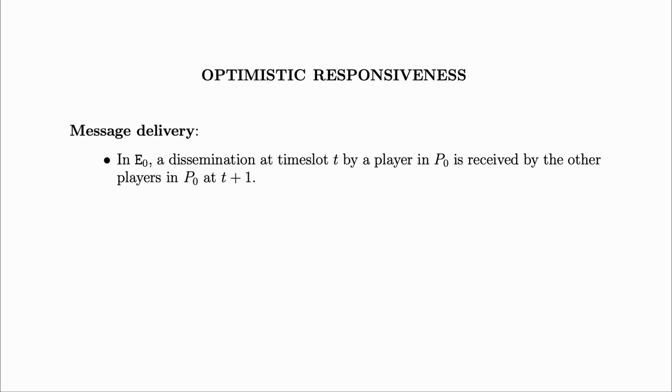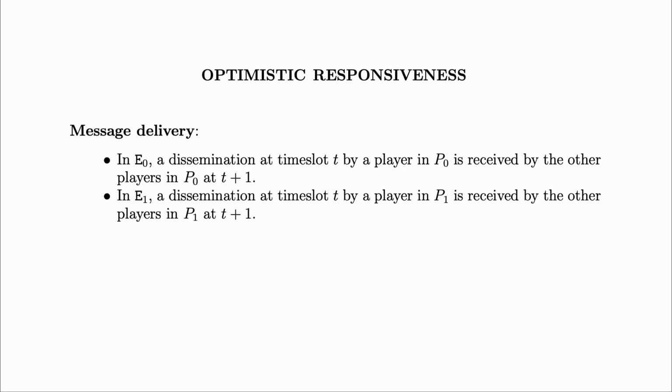Okay, so how about message delivery? In E0, remember the players in P0 are the only active ones there. It's very simple. Dissemination at time slot T by a player in P0 is received by the other players in P0 at the next time slot. And they're the only active players. In E1, it's symmetrical. Dissemination at time slot T by a player in P1 is received by the other players in P1 at time slot T plus 1. Again, it's only the players in P1 who are active here.